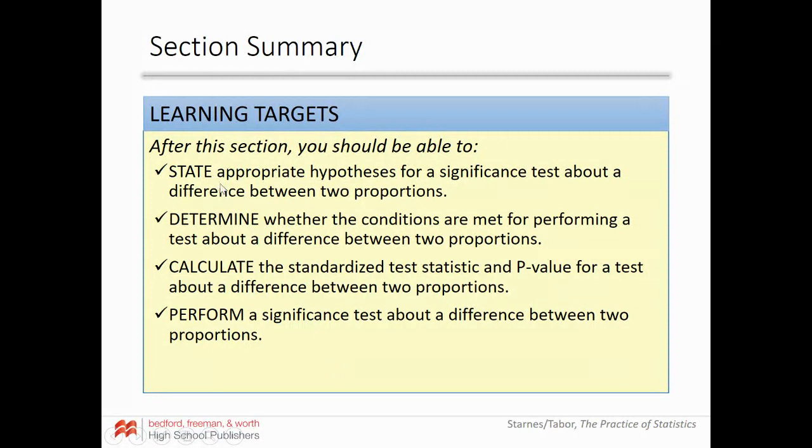So hopefully you should be able to state the appropriate hypotheses for a difference between two proportions, determine whether the conditions are met for performing a test about differences, calculate the standardized test statistic, that's our z-score, then use the normal curve to find our p-value, the probability of getting a z-score that small or that extreme, depending on your alternative hypothesis, and perform a significance test about the difference between two proportions.